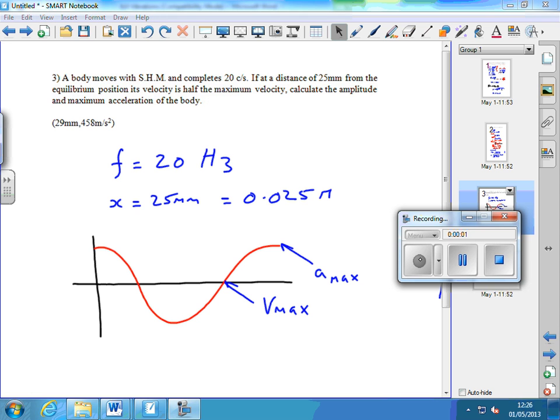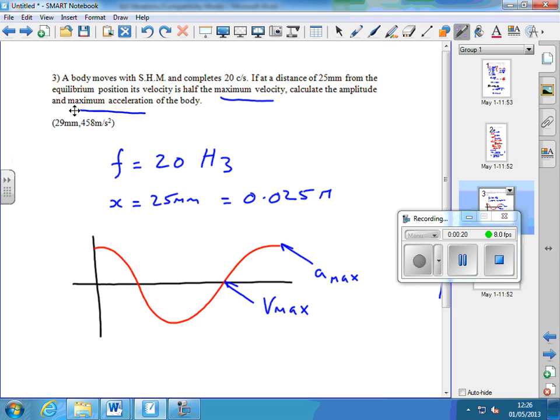To question number 3 then. You're given some information, you're given the frequency, and at a distance of 25 millimeters from the equilibrium position, its velocity is half the maximum velocity. Calculate the amplitude and the maximum acceleration of the body. So we're talking about maximum velocities and maximum accelerations in this question.